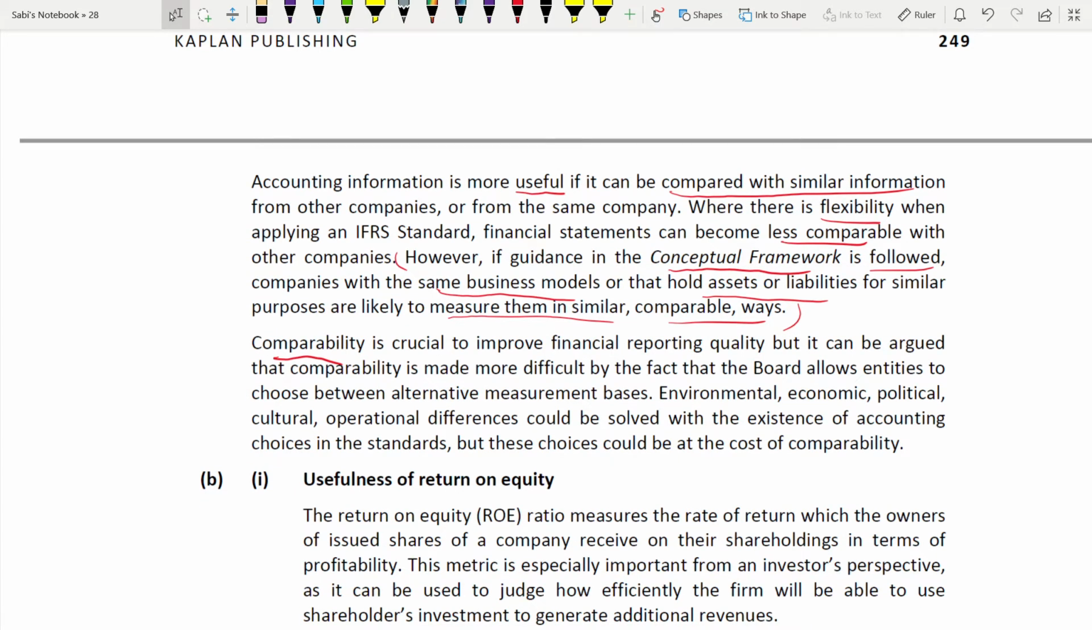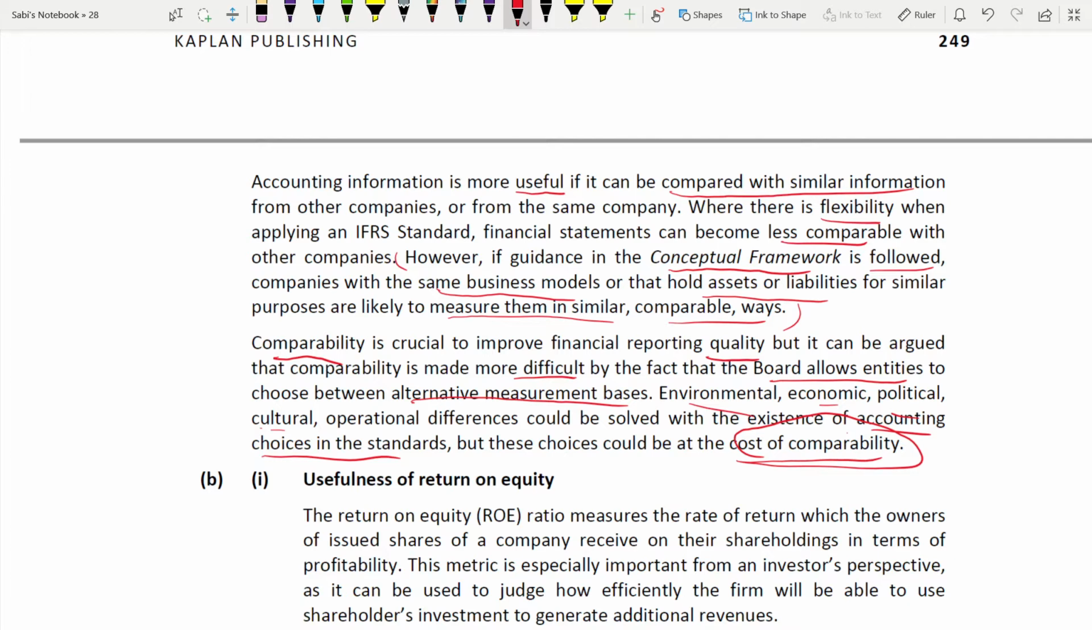Coming to comparability, this is crucial to improve the financial reporting quality. But it can be argued that comparability is made more difficult by the fact that the board allows entities to choose between alternative measurement bases. Comparability also becomes tough by allowing them choices. Environmental, economic, political, cultural, operational differences could be solved with the existence of accounting choices in the standards. But these choices could be at the cost of comparability. Okay, that means by having accounting choices in the standard, you can solve these issues, but it comes at the cost of comparability. It becomes very hard to compare them by having these choices.